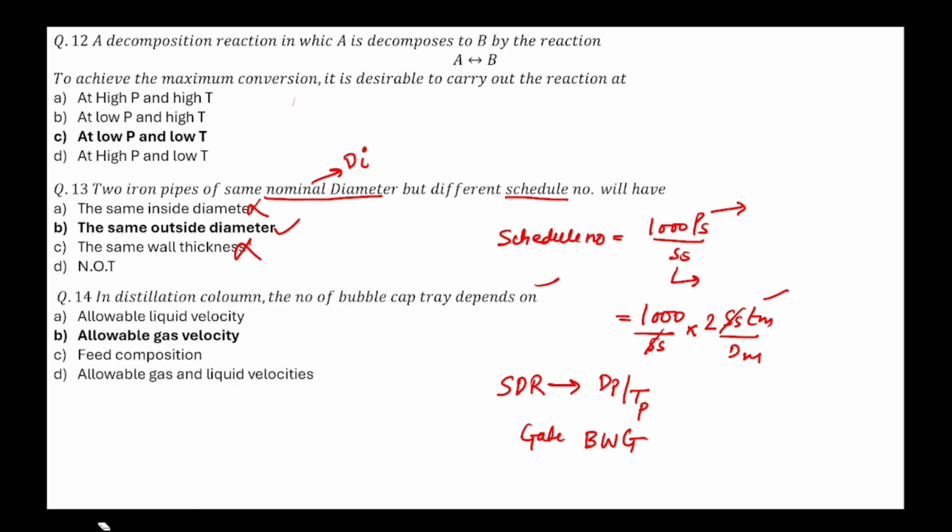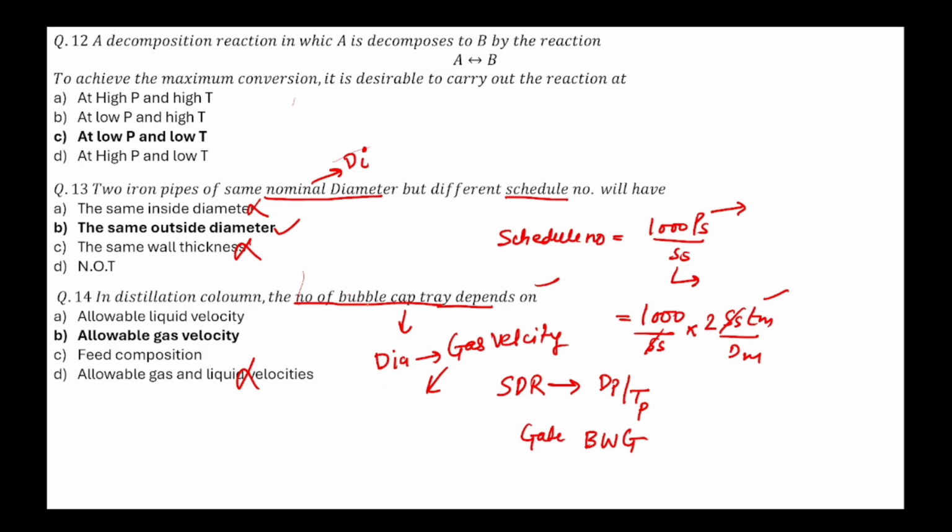In a distillation column, the number of bubble cap trays depends on the allowable gas velocity, feed composition, allowable gas and liquid. So this could not be the answer. Feed composition could be the answer, but in the distillation column the number of bubble cap trays depends on a very first thing. Whenever there is an erection of a distillation column, the diameter of the distillation column depends upon the gas velocity. How much quantity of the gas it can handle, velocity.